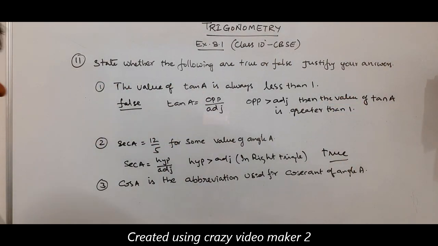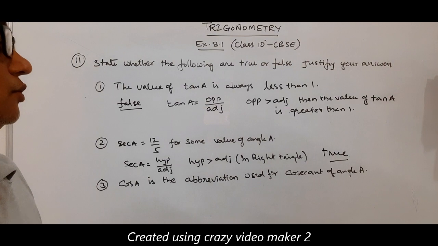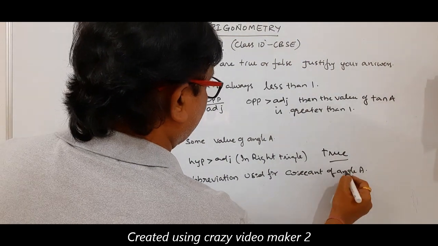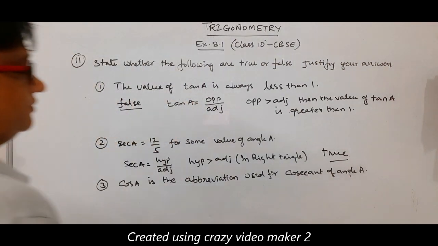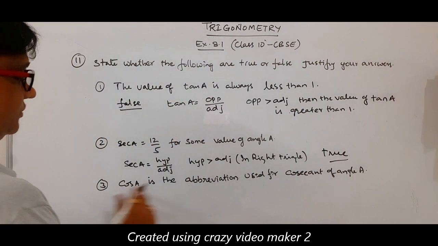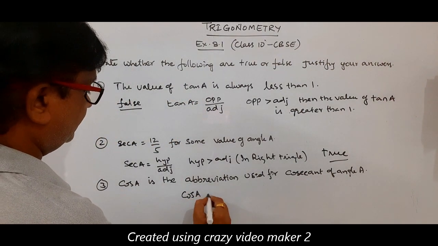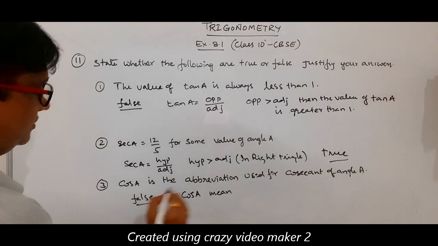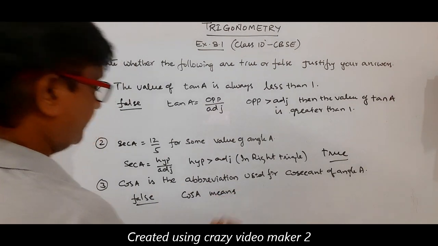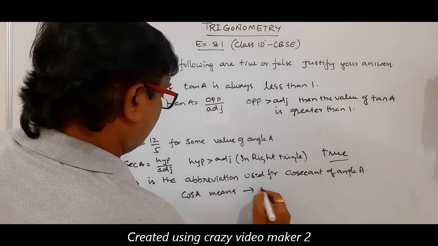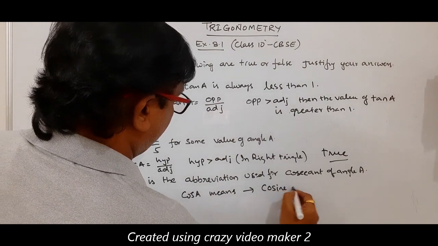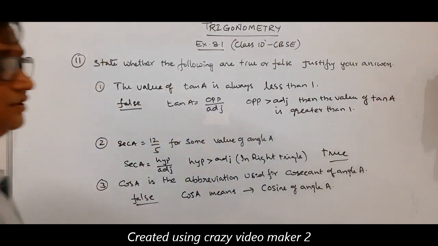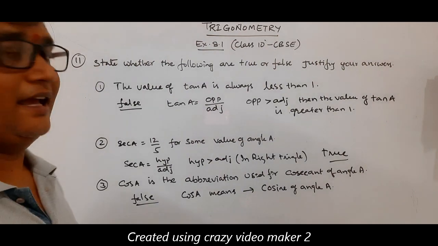Third question: cos A is the abbreviation used for cosecant of angle A. It is false, because cos A means cosine of angle A. It is not cosecant of angle A.